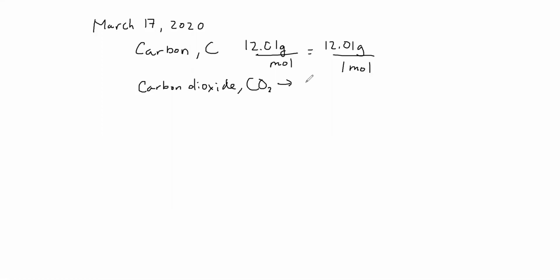So since carbon has a molar mass of 12.01 right here, I'm going to add that to the two oxygens that are now attached to the carbon. So I have to multiply the molar mass of the oxygen by 2. Thereby giving me a molar mass of 44.01 grams, again, per 1 mole of CO2. Now, it's really important, oops, that 2 doesn't look like a 2.